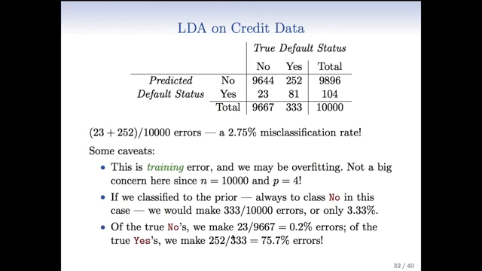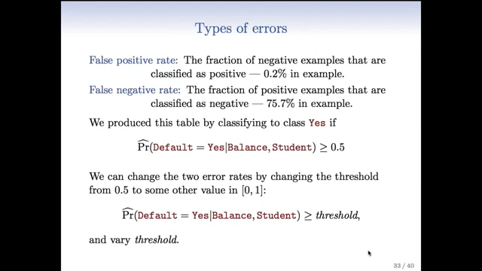The other thing to look at, though, is you can break the errors into different kinds. So of the true no's, we make 0.2% errors. So we hardly ever misclassify a no. But of the yeses, we make a whopping 75.7% errors. Right? So the errors are very lopsided in this case. And that's maybe not such a good idea.